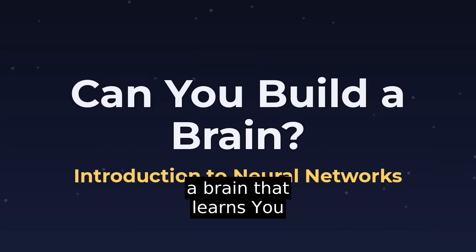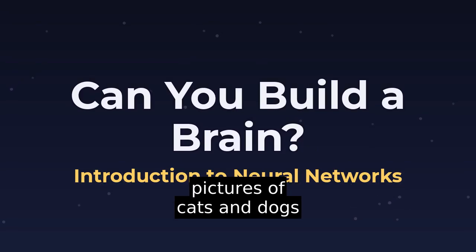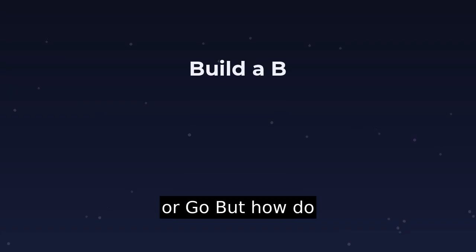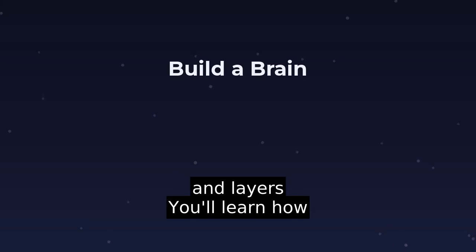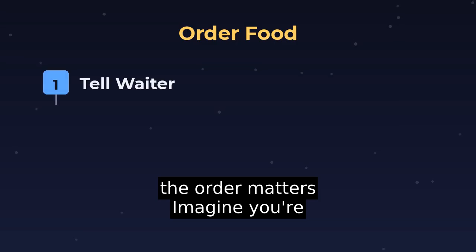What if you could build a brain that learns? You could teach it to recognize pictures of cats and dogs. You could even teach it to play games like chess or Go. But how do you build a brain? You start with the basics, neurons and layers. You'll learn how to connect them and why the order matters.